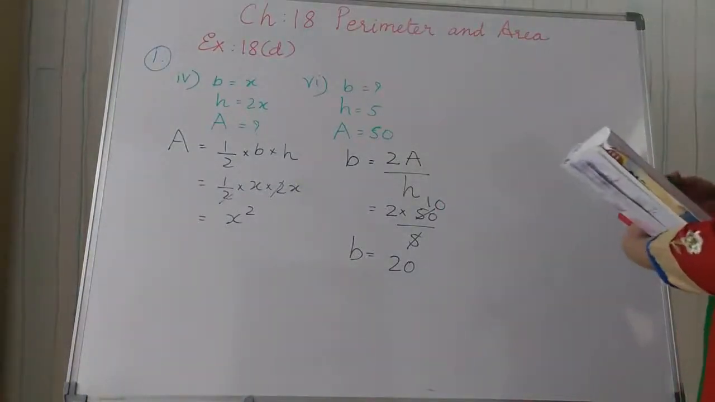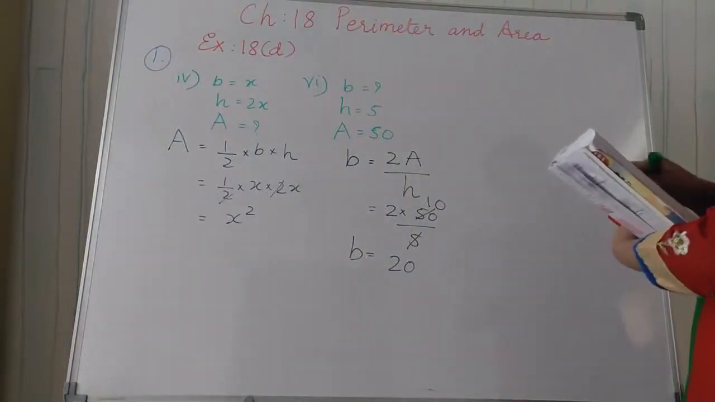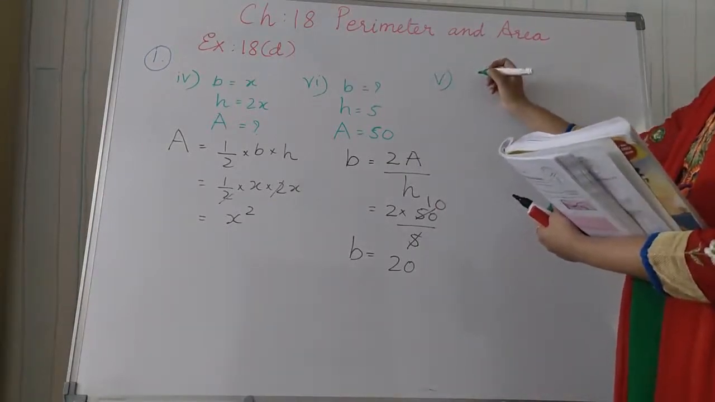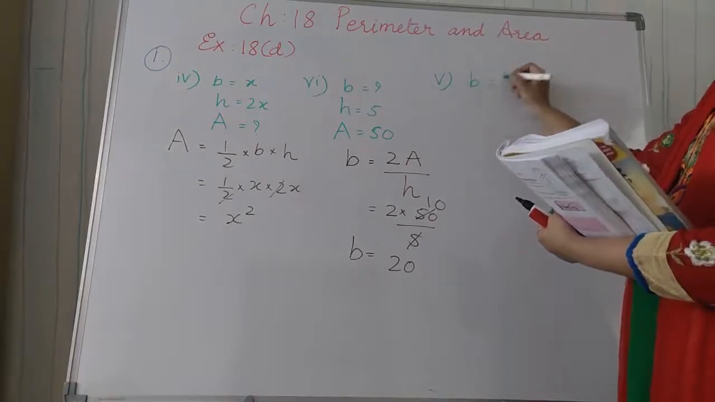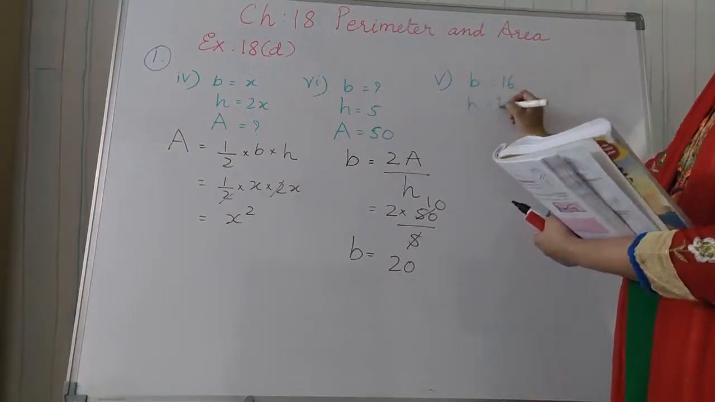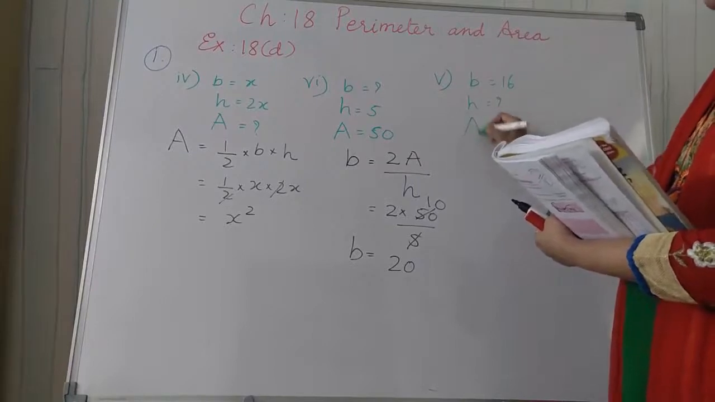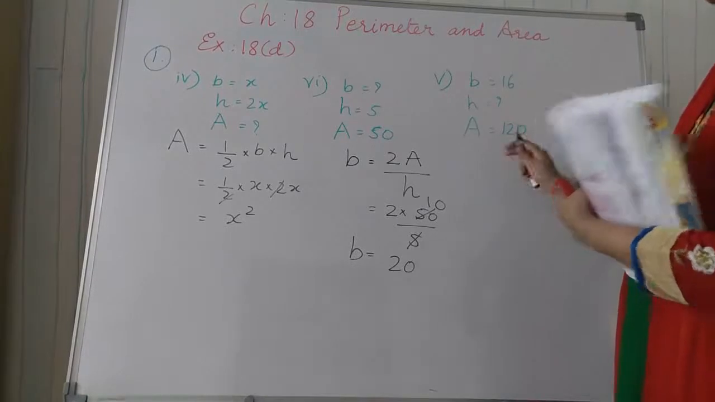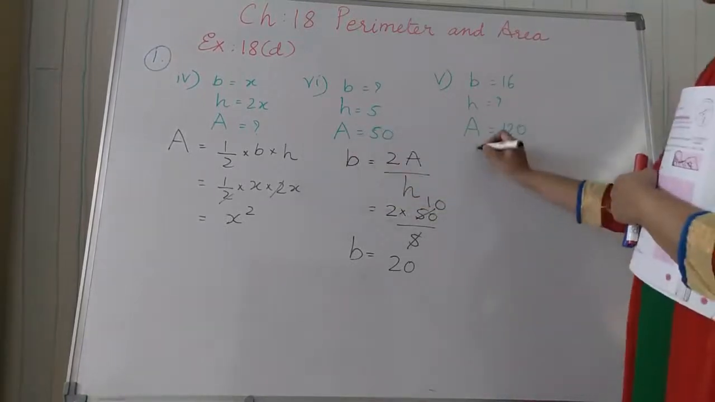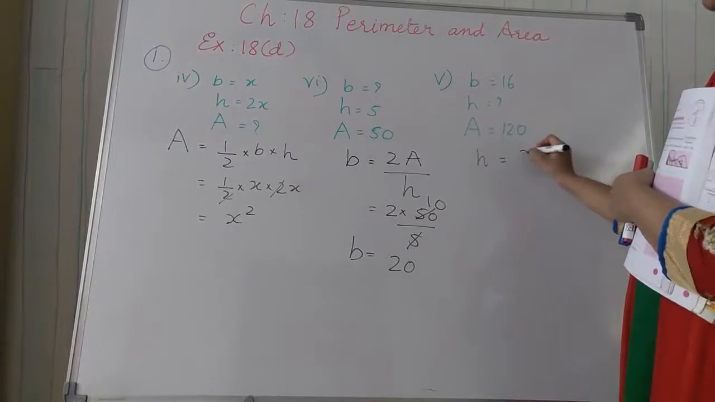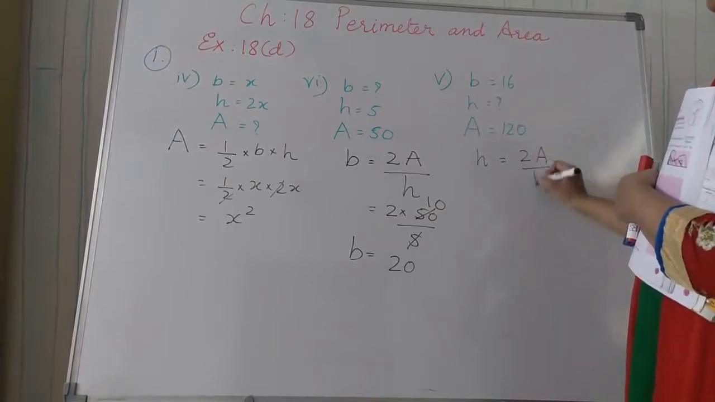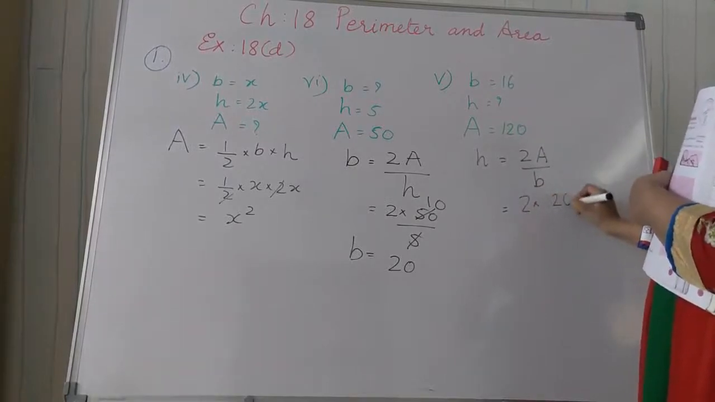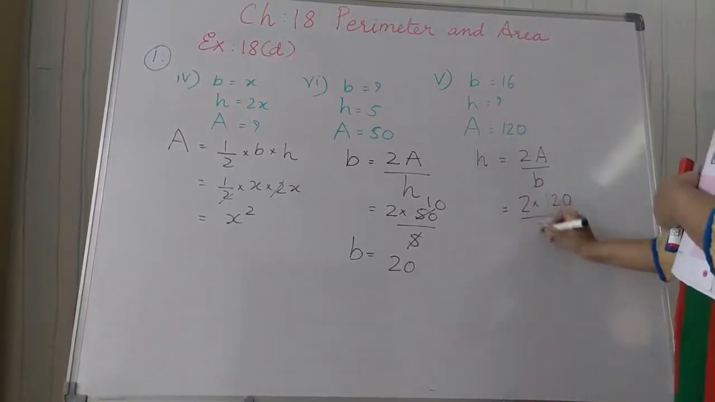Let us take the fifth one also, because that is different. The base is 16, the height we don't know and have to find out, and the area is given as 120. Now, using our formula, I will make h the subject. Height is equal to 2A by b, the base.